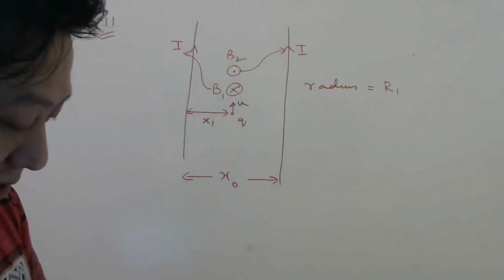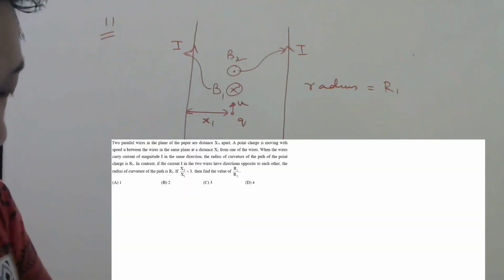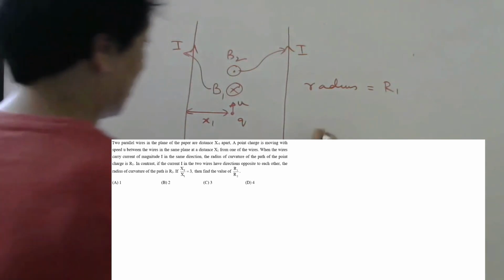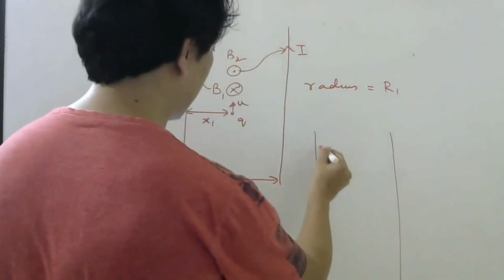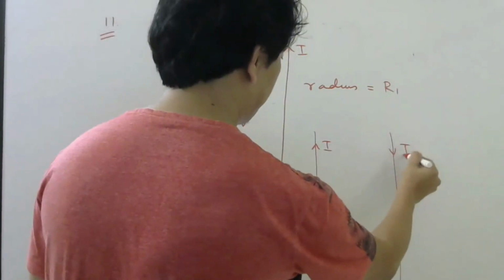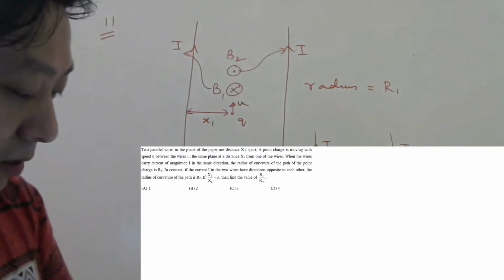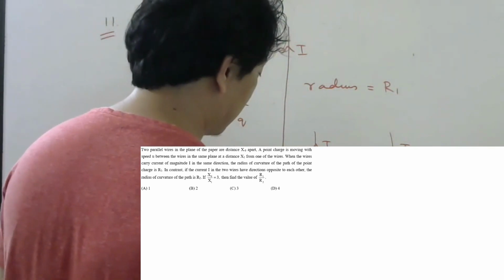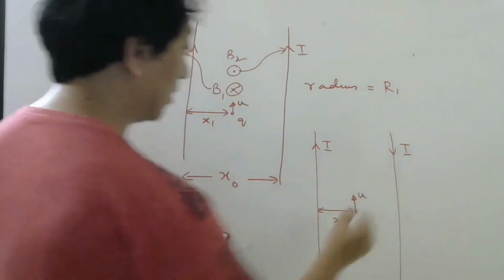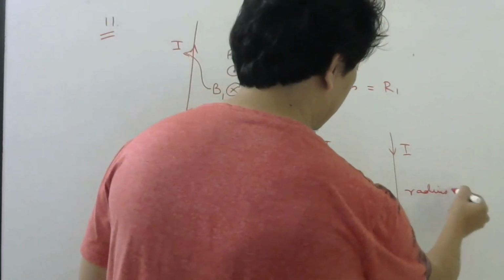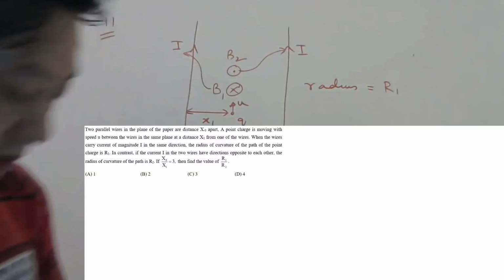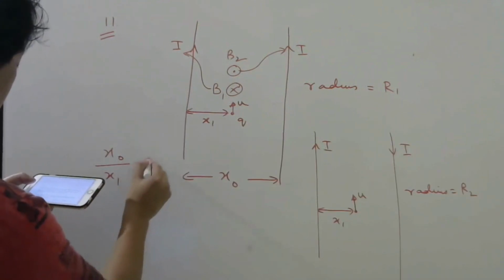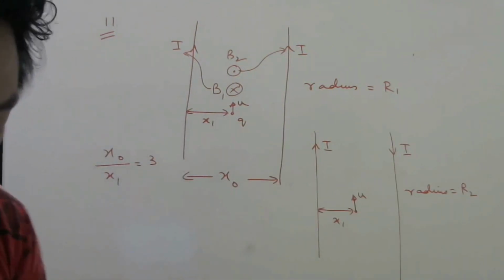The charge is moving at a distance x1 from one of the wires. Now, in contrast, if the currents in the two wires are in opposite directions, the radius of curvature is r2. So at the same distance x1, when this charge is moving with speed u, now the radius of curvature is r2. If x naught by x1 is 3, find the value of r1 by r2.